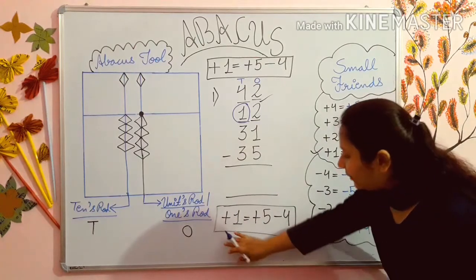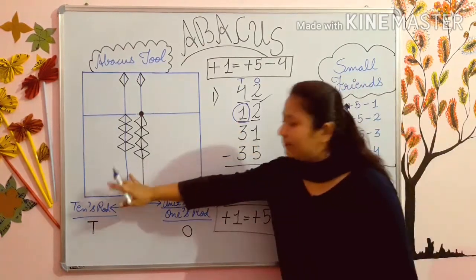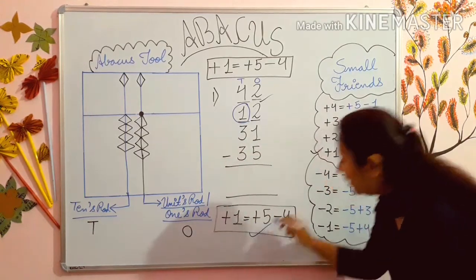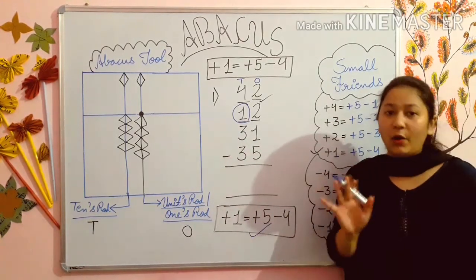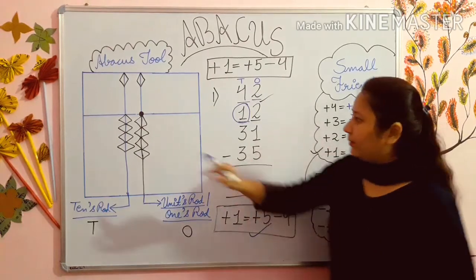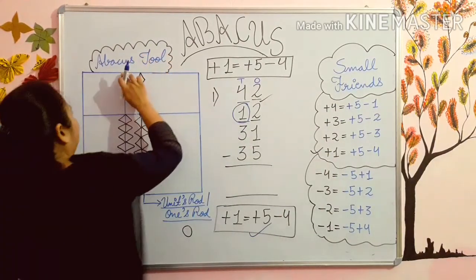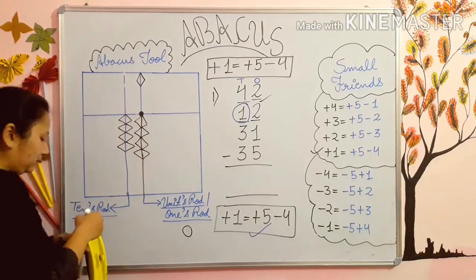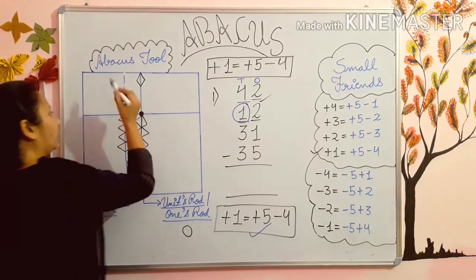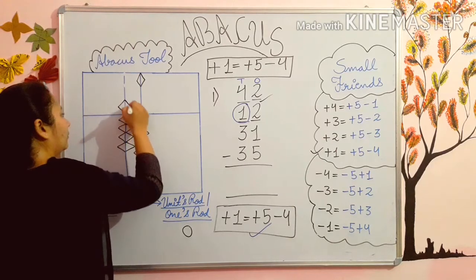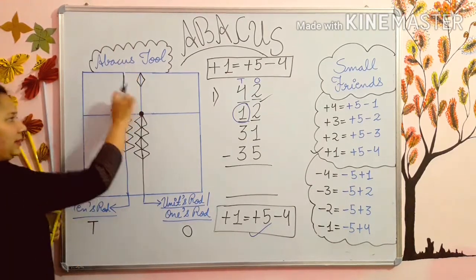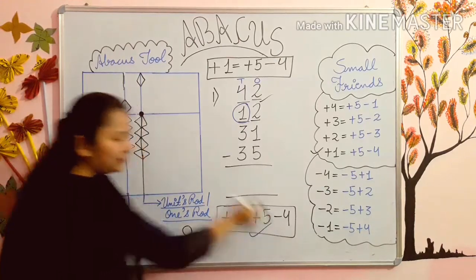For adding 1, see, 1 we have to add but the bead is not there. So first of all what will we do? We will do plus 5 according to the formula. Plus 5 means add 5. Add 5 means put the 5 bead down. See, put the 5 bead down. So I have added 5.